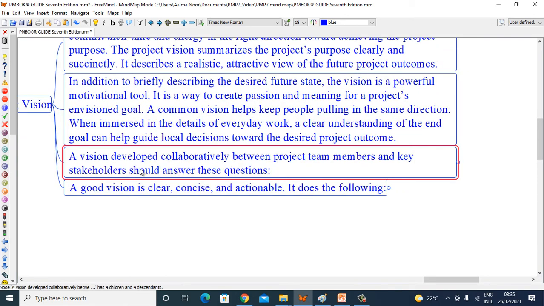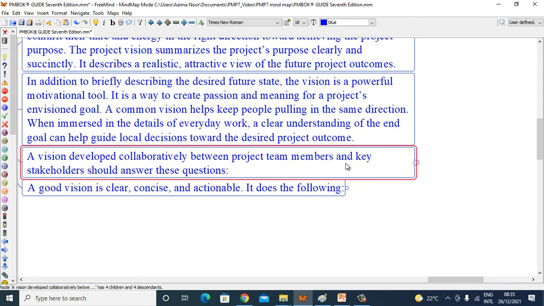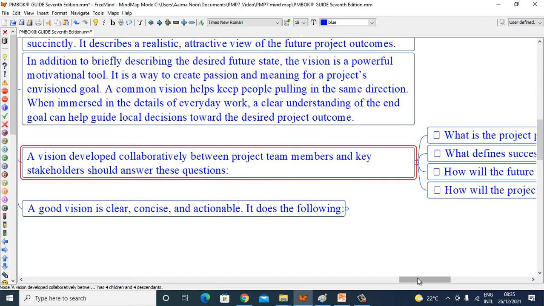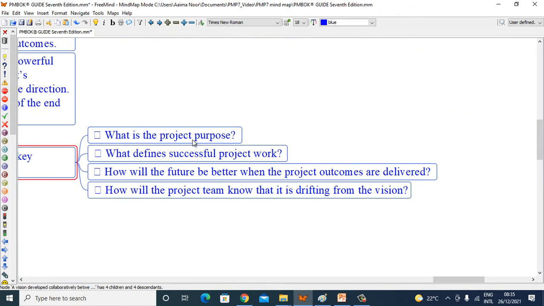A vision developed collaboratively between project team members and key stakeholders should answer these questions. What is the project purpose? What defines successful project work? How will the future be better when the project outcomes are delivered? How will the project team know that it's drifting from the vision?